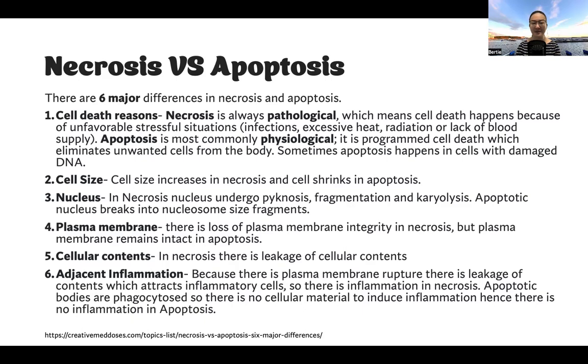Cellular contents. In necrosis, there is leakage of cellular contents. Adjacent inflammation. Because there is plasma membrane rupture, there is leakage of content which attracts inflammatory cells. So there is inflammation in necrosis. Apoptotic bodies are phagocytosed, so there is no cellular material to induce inflammation. Hence, there is no inflammation in apoptosis.